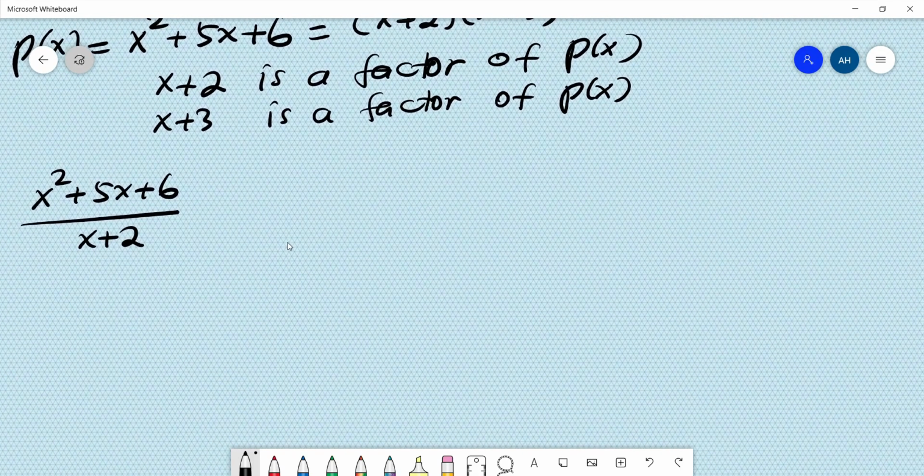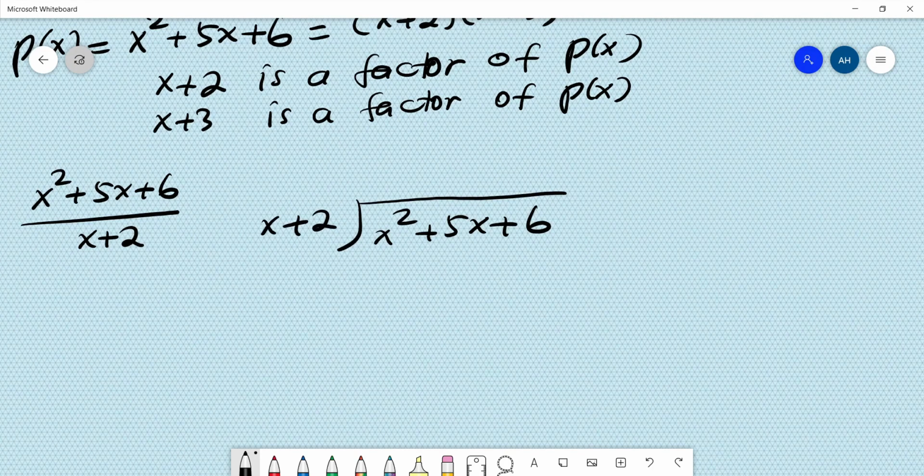Now, let's show that the remainder is 0 by doing long division. Let's do it over here. We have x squared plus 5x plus 6. We want to divide that by x plus 2. Now, to have x squared, we have to multiply x by also x. So we have x squared. Now 2 times x is 2x. We have to subtract in order to cancel x squared.